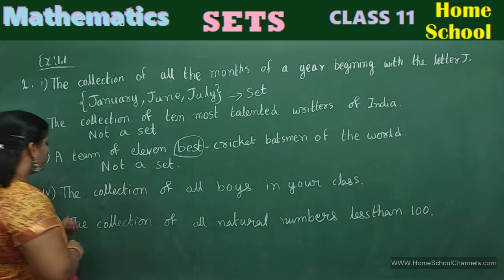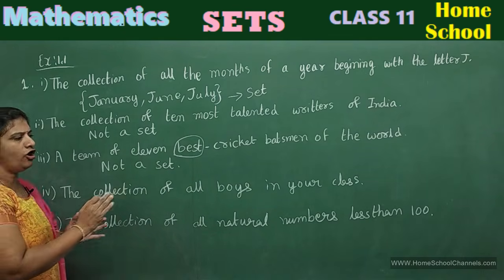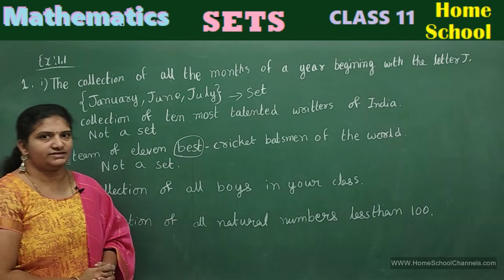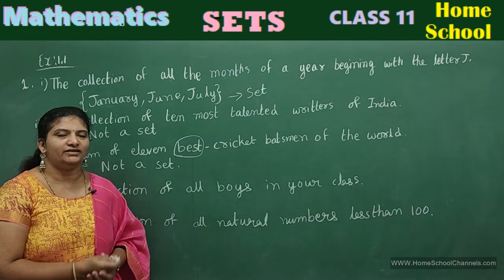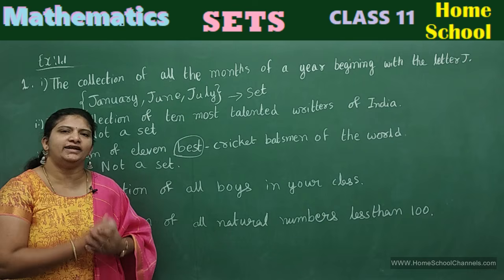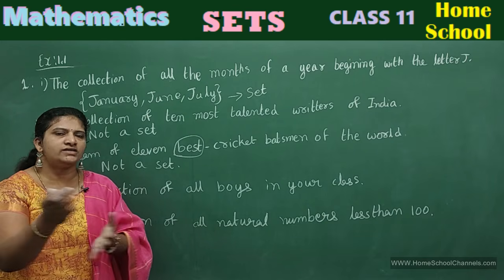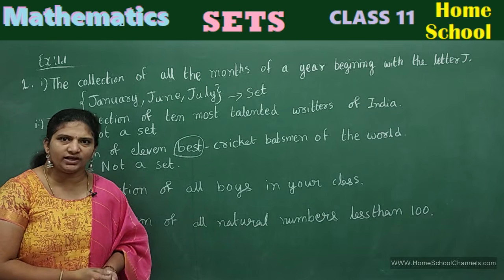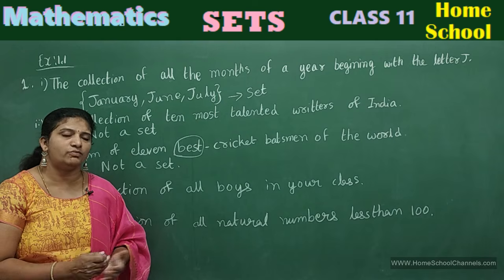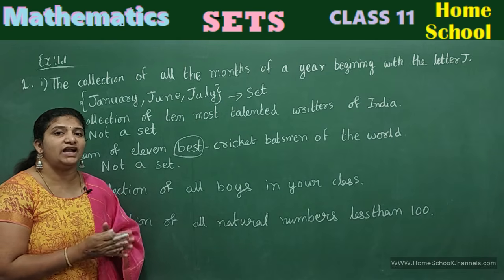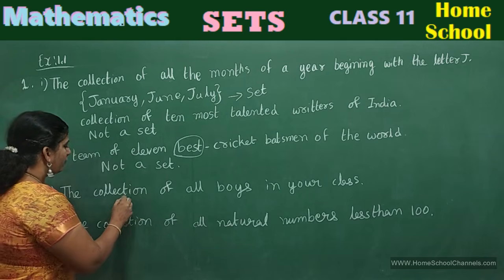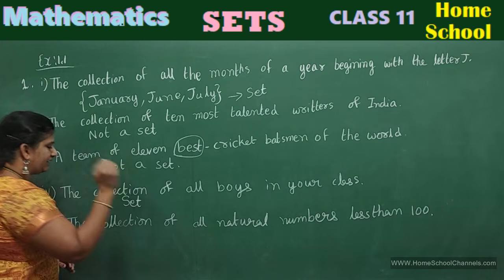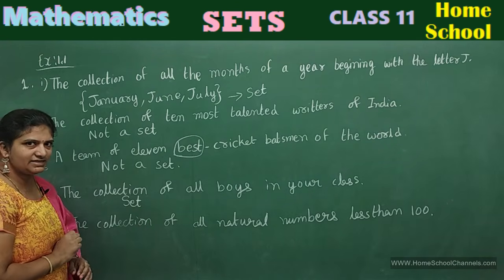Okay. Fourth one. The collection of all boys in your class. Yes. It is a well-defined collection. How many boys are there in your classroom? You can count and say, or you can write the names of the boys. Right? It is a well-defined collection. Therefore, I say it is a set.